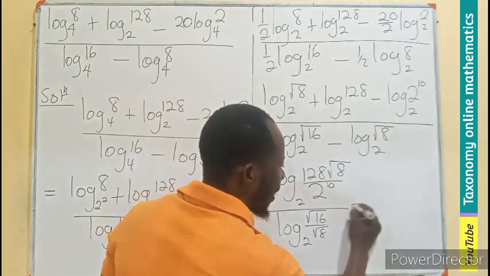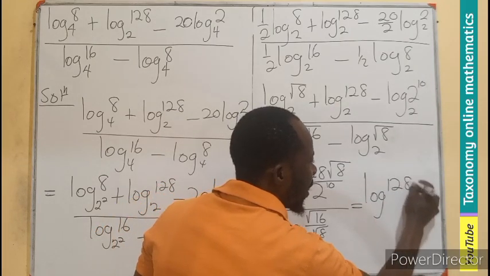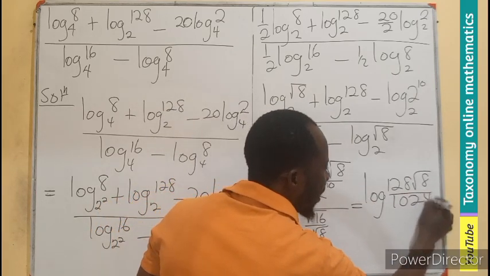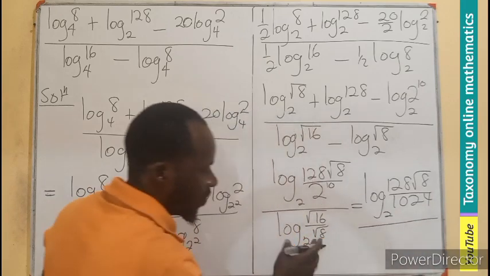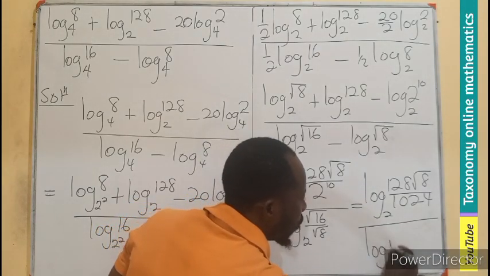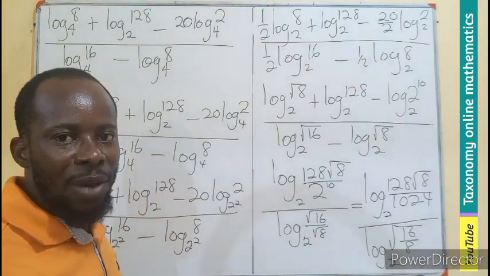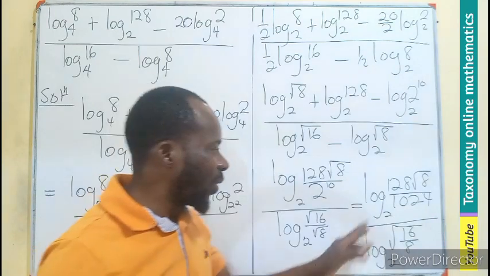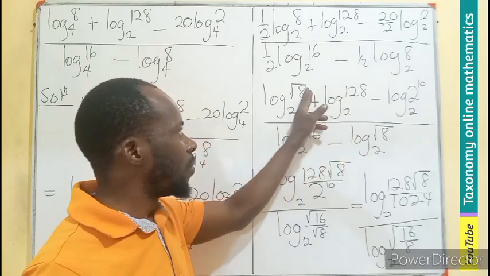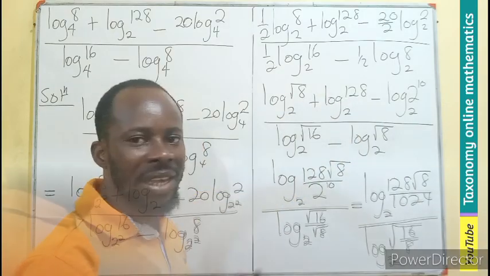So here, let's simplify this as the log of 128 root 8 divided by 2 exponent 10, which will be 1024 base 2, divided by this, which will now be the log of the root of 16 divided by 8 base 2. I believe you are with me slowly as we are moving. So this, we use this 128 to multiply the root, not multiplying the 8, because this is not under the square root. So this is rational, this is irrational.